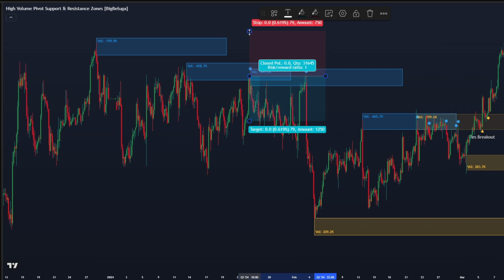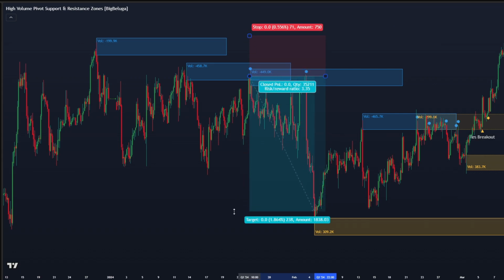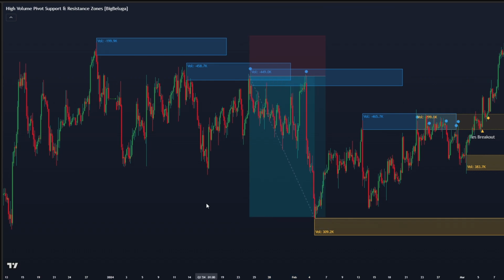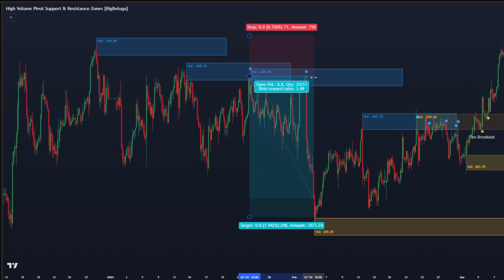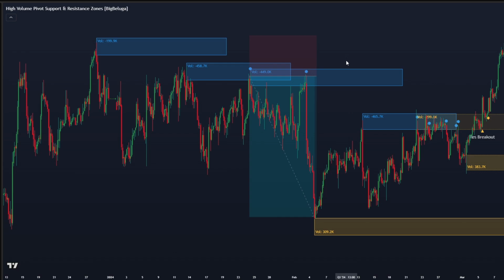The stop loss could be placed above the resistance zone, while the profit target could be positioned near the next support level or according to a fixed risk-to-reward ratio. Now let's look at a bullish example.